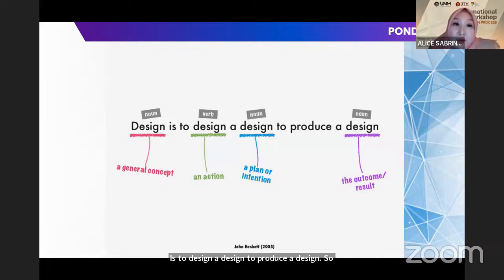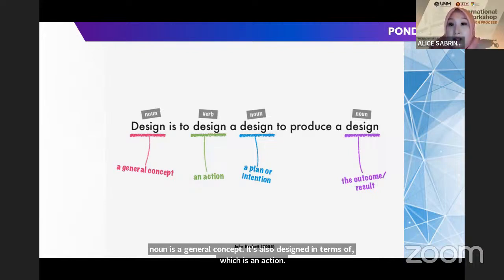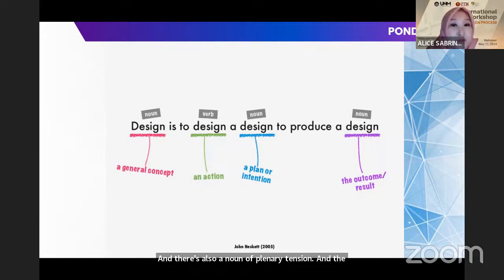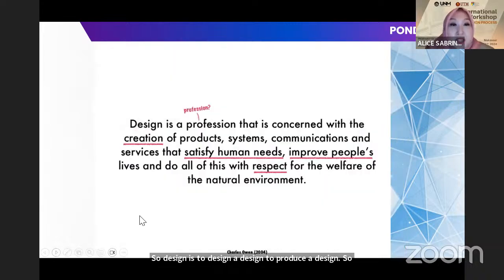So design as a noun is a general concept. It's also design as a verb, which is an action. And there's also a noun meaning a plan or intention, and the outcome also comes under design. So design is to design a design to produce a design. So what kind of design?